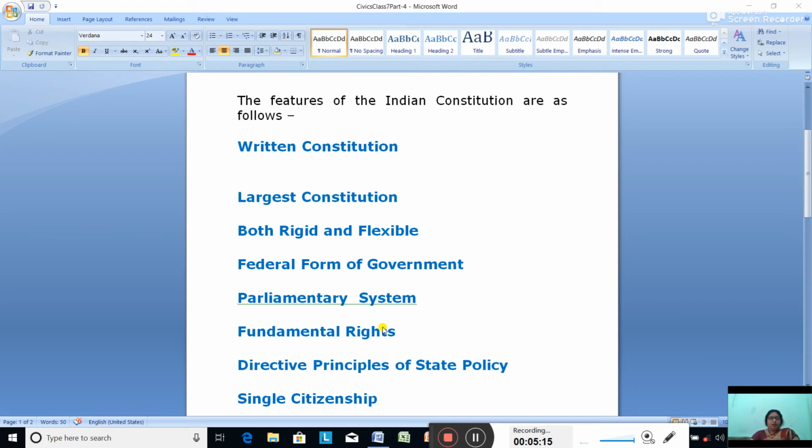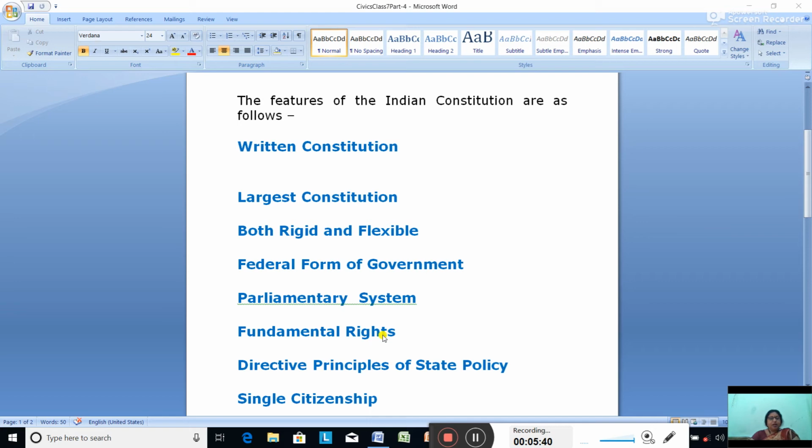Here there is a nominal head of the state also. That is, the president is known as the nominal head of the state. And the real head of the state is the prime minister. And there is also independence between the three organs of the government: the legislature, the executive, and the judiciary.